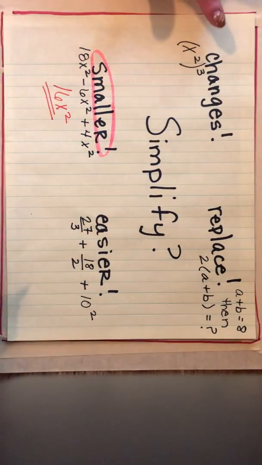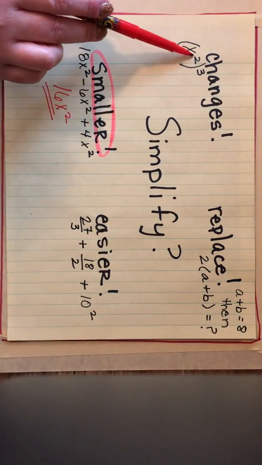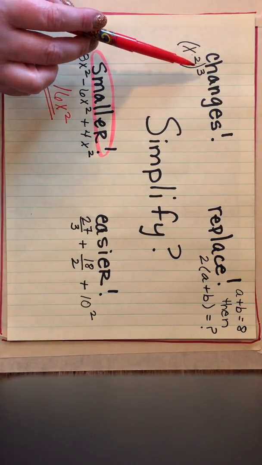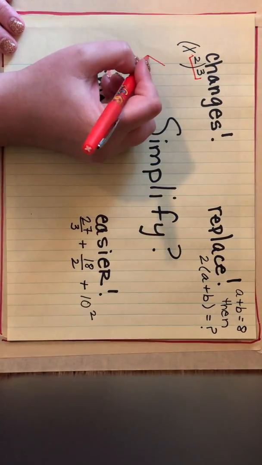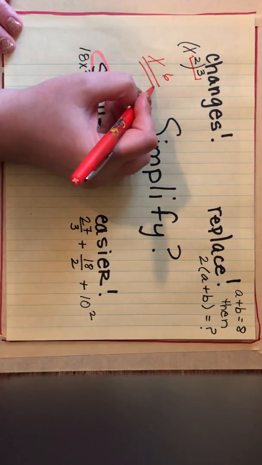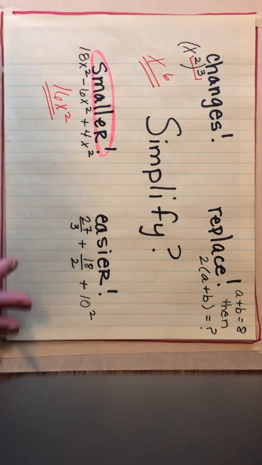Or simplify also means change things. Like this, x squared to the cubed. That's when we multiply the exponents and you get x to the 6th. We just simplified that. The numbers became bigger, but we actually simplified it.